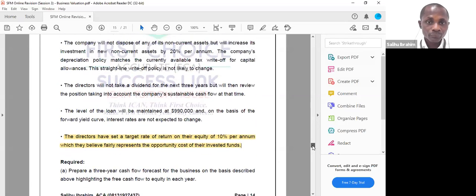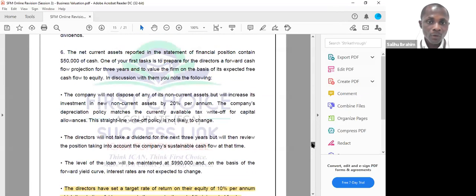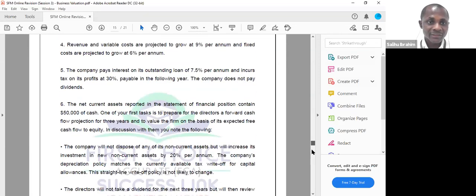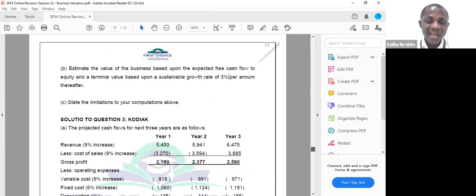Let's go again. The assumption that our free cash flow will grow by 3% to perpetuity is not realistic. We are saying that after year 3, our cash flow will be growing every year by 3% to perpetuity. It is an unrealistic assumption, and it's going to affect our computation. So that is another limitation you can think of.